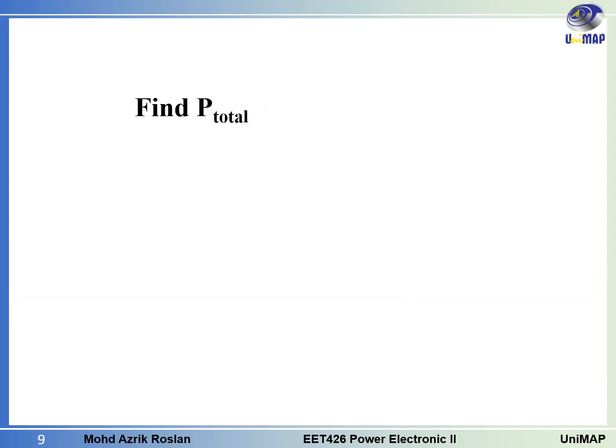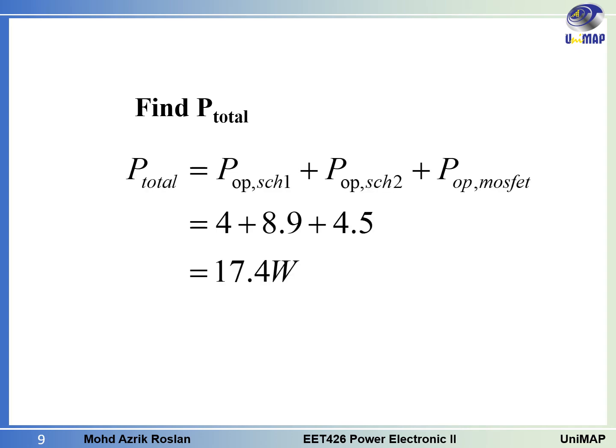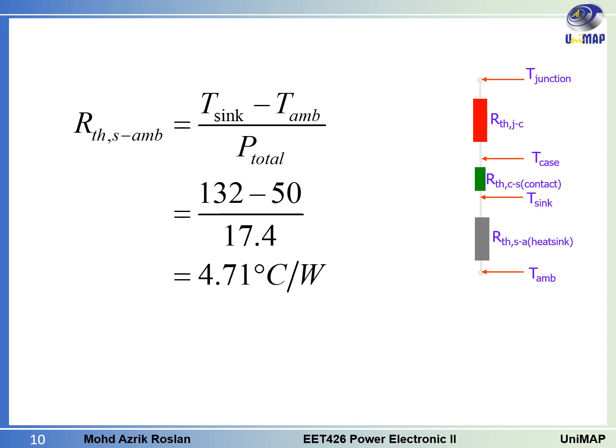So now that we already got all the power dissipation for Schottky 1, Schottky 2 and the Mosfet, we can find the total power. You just add all of them, 4 plus 8.9 plus 4.5, giving a total power of 17.4 watt. And then finally you want to find the RTH sink to ambient.